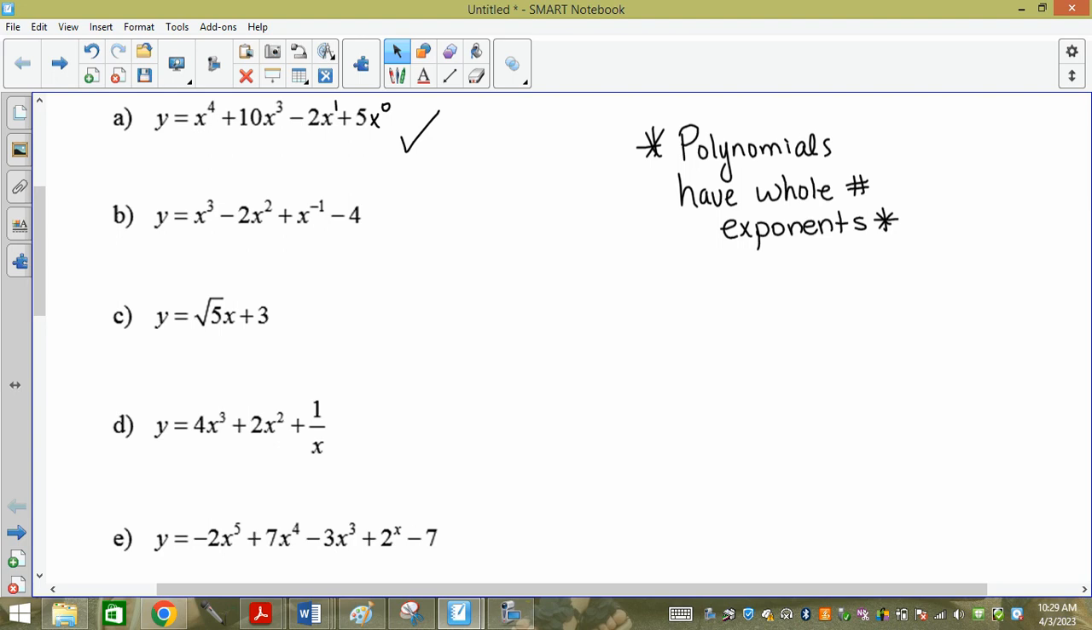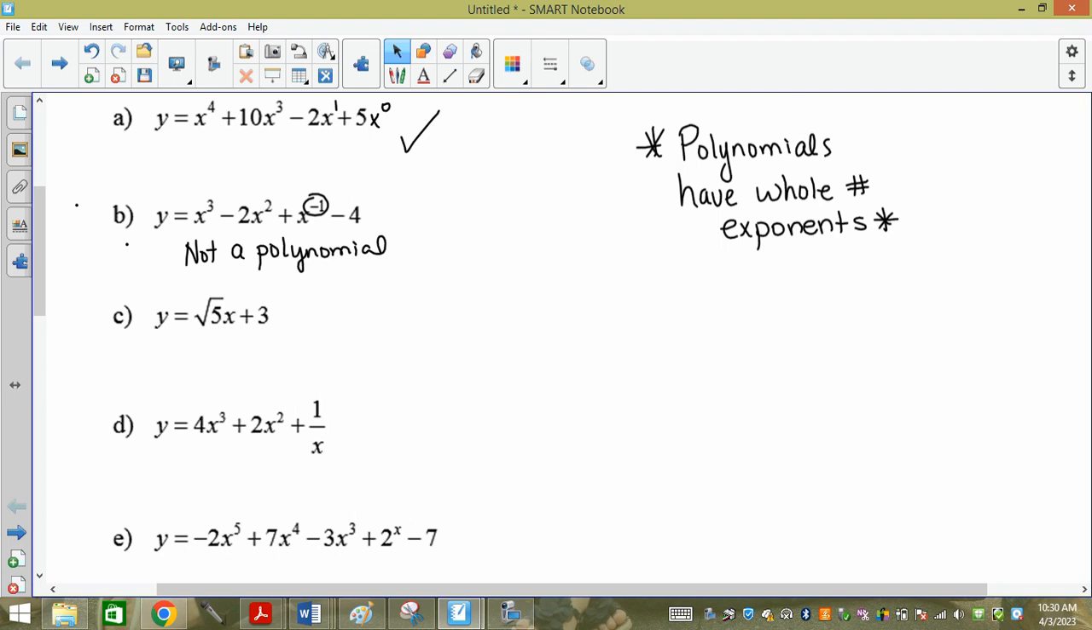B, polynomial or not? Why not? Because it's -1, right? And if this was a written response, you'd have to explain why. It's not a polynomial because the exponent is an integer and not a whole number, right?